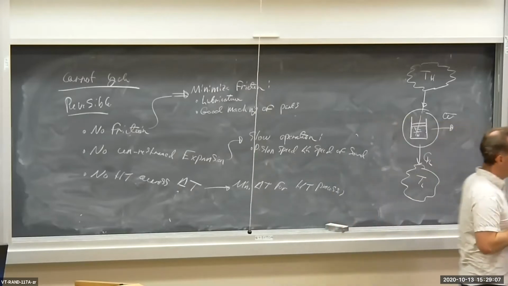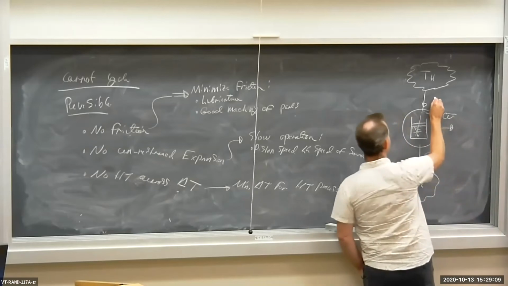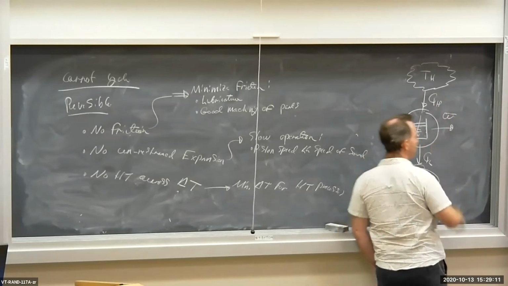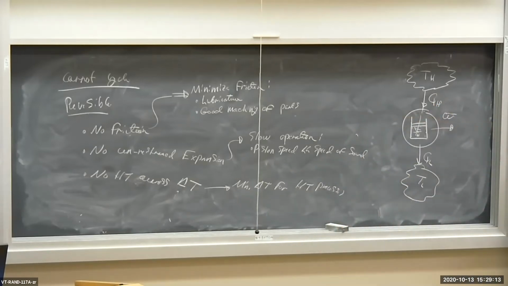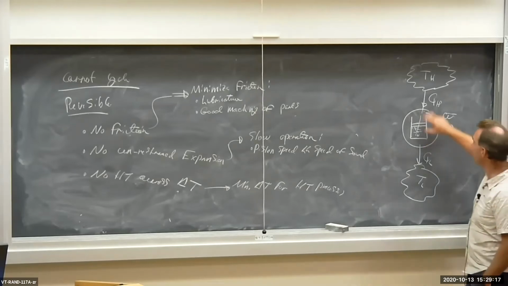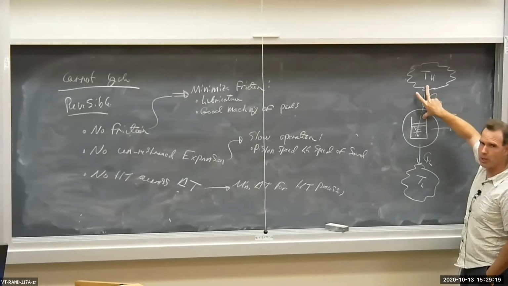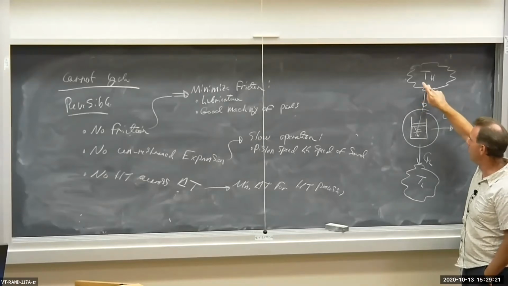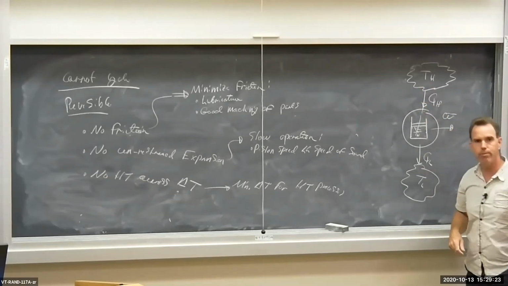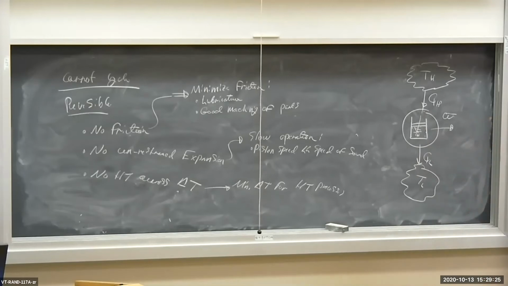When the cycle is receiving the high temperature heat addition, the working fluid needs to be at a temperature T high. If the temperature is not T high in the working fluid, then we have a temperature difference delta T between the reservoir and the working fluid, and it wouldn't be reversible. So the Carnot cycle transfers heat from the high temperature reservoir at a temperature T high.